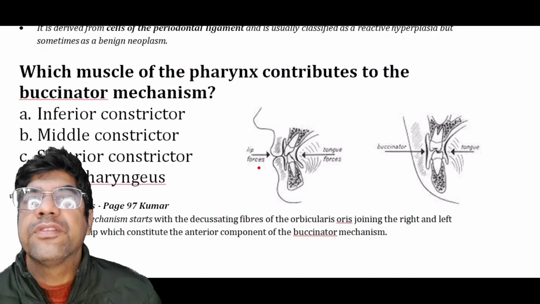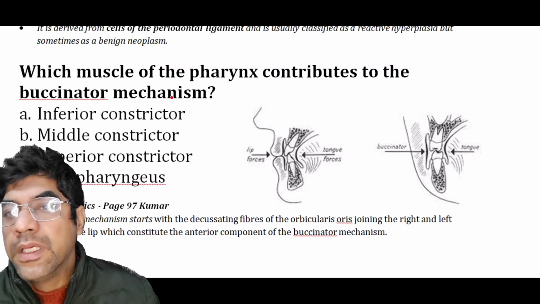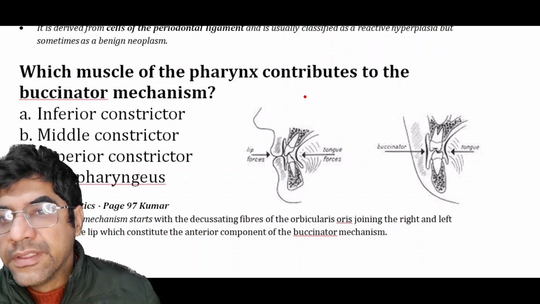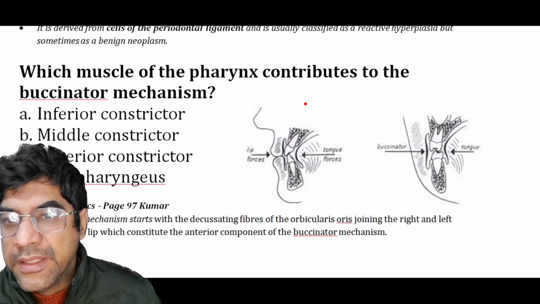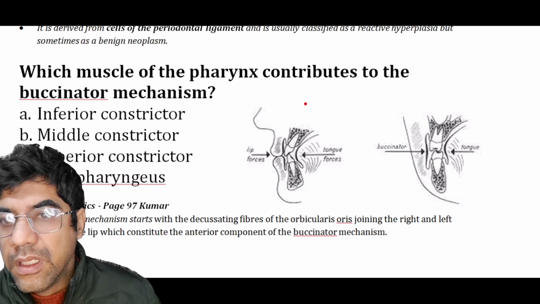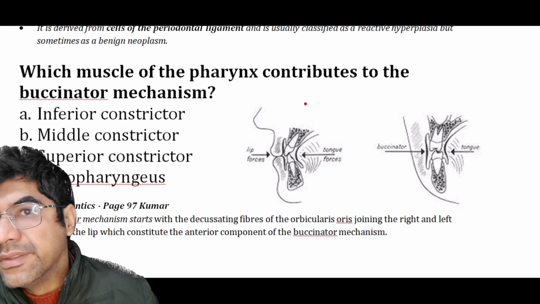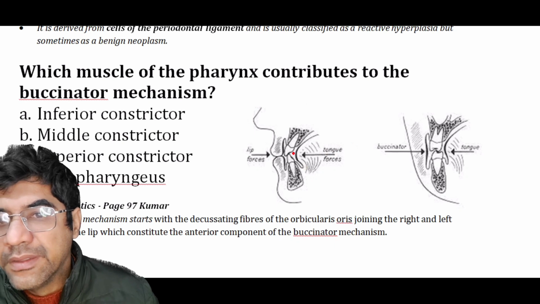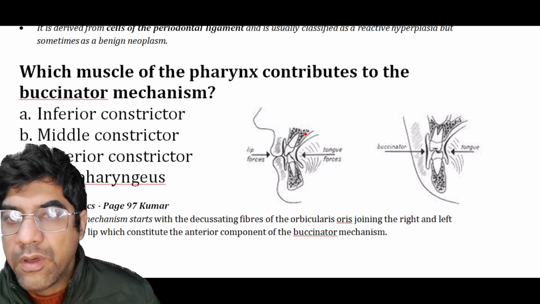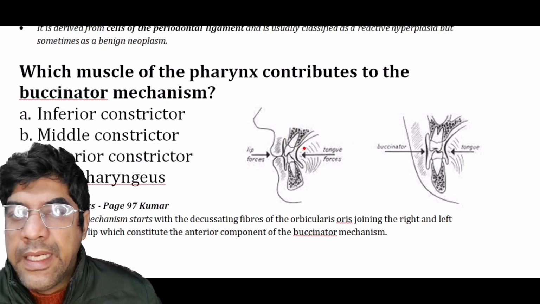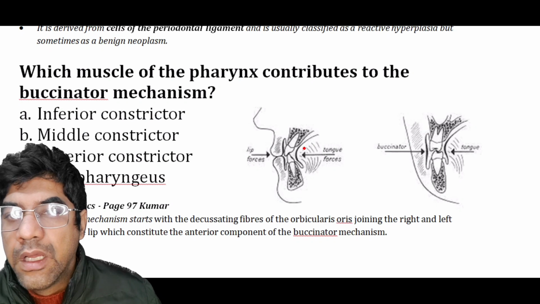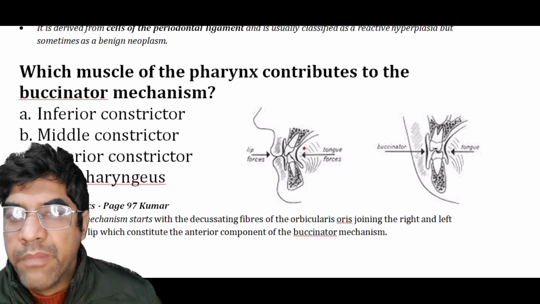Which muscles of pharynx contribute to buccinator mechanism? It's the superior constrictor. In the buccinator mechanism there are the fibers of orbicularis oris that join the fibers of the lip, constituting the anterior component of the buccinator mechanism. So these fibers then run laterally around the corner of mouth, joining the other fibers of buccinator muscle.